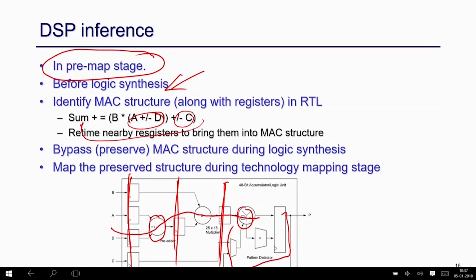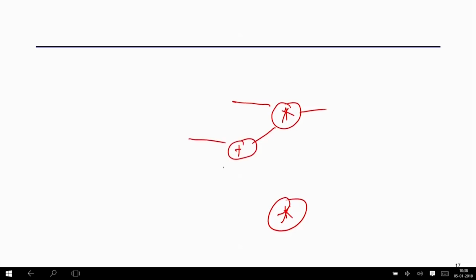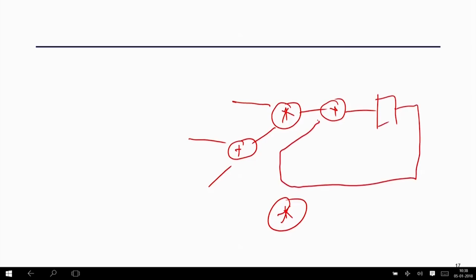And again, as I just mentioned, you try to find as large a MAC structure as possible. The way the algorithm works is that you identify all your multipliers in the RTL design. Then you can map that, but you try to expand that structure. Initially you find only a multiplier, then you try to find out whether there is any pre-adder or not. If you find a pre-adder, then your structure will be like this. Then you try to find out whether there is any post-adder or not, and whether there are multiply-accumulate options or not.